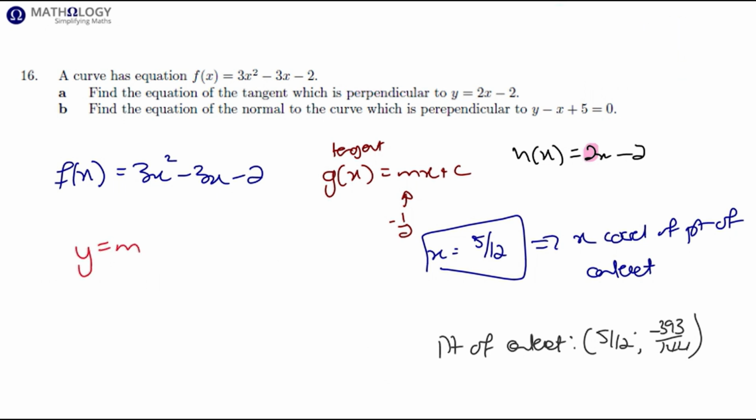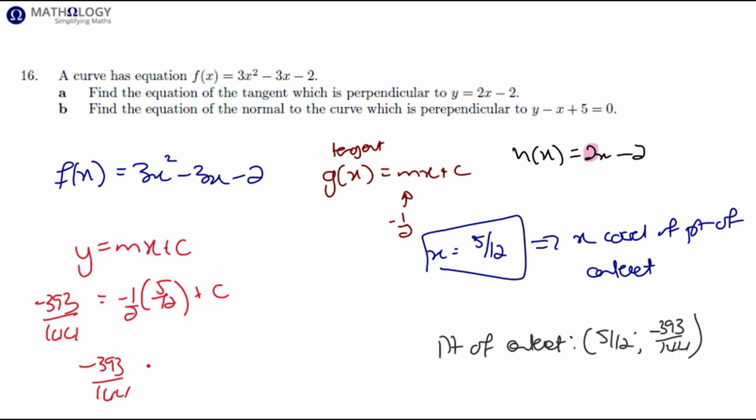So the equation of the tangent, y equals mx plus c: minus 393 over 144 equals the gradient of the tangent, which is minus a half, times 5 over 12 plus c. Minus 393 over 144 equals minus 5 over 24 plus c. So c equals minus 121 over 48. So the equation of the tangent is y equals minus a half x minus 121 over 48.